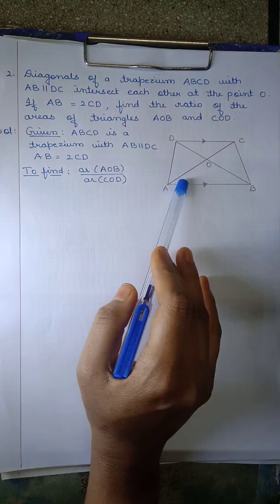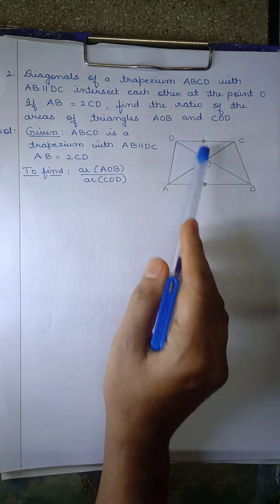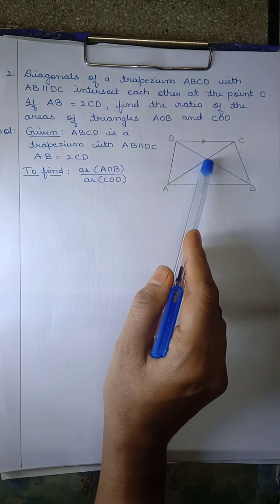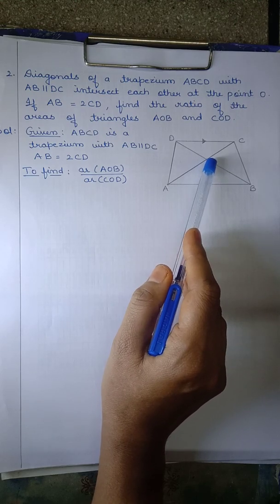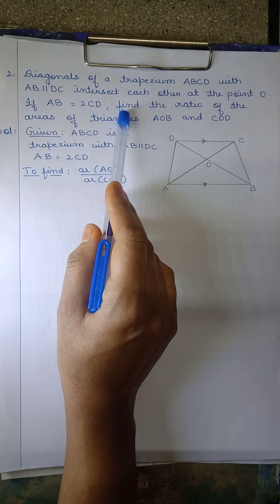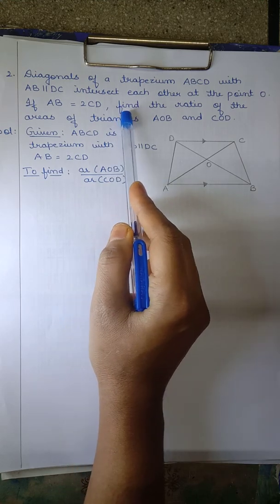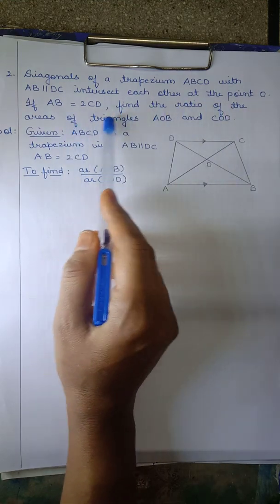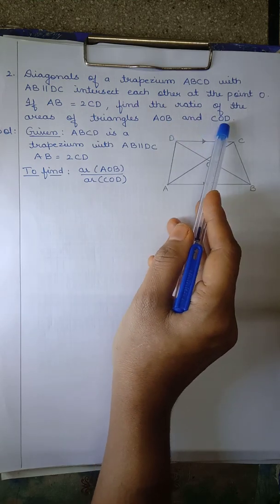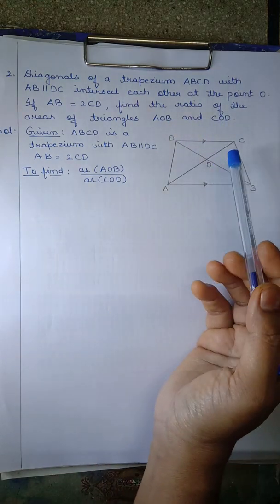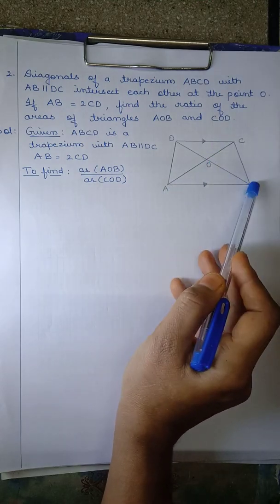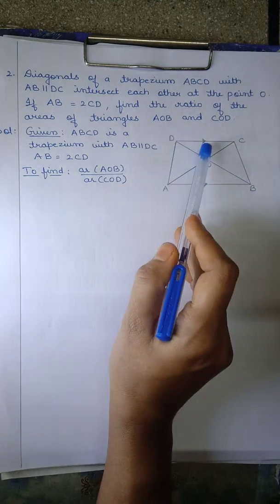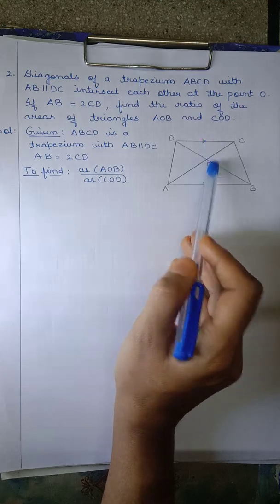So ABCD is a trapezium with AB parallel to CD. Yes, the diagonals intersect each other at O. Then find the ratio of the areas of triangles AOB and COD. You have to find the ratio of the areas of triangle AOB and triangle COD. So these two triangles' ratio you have to find.